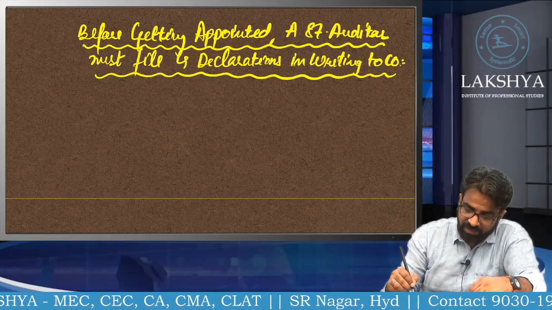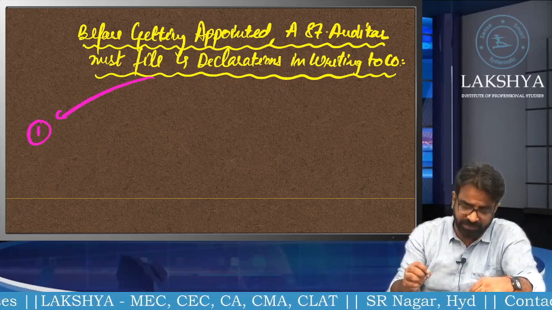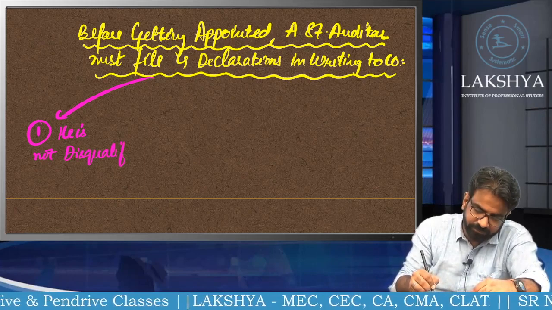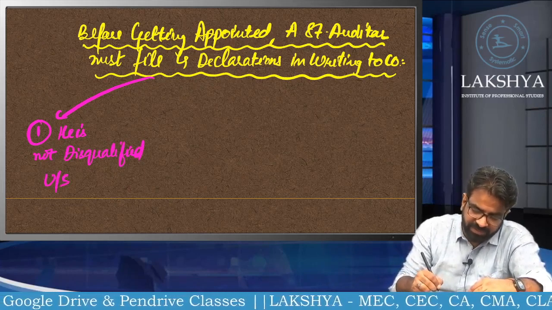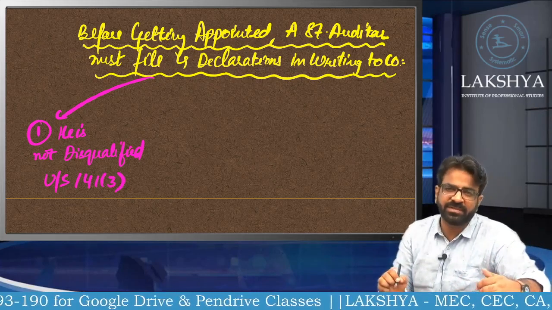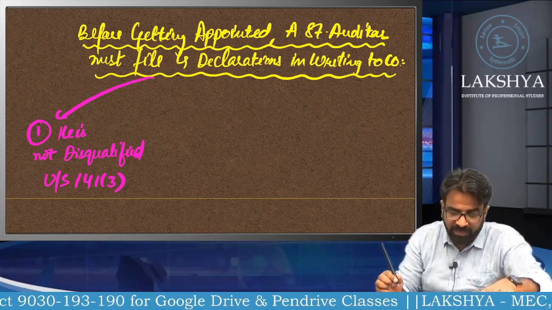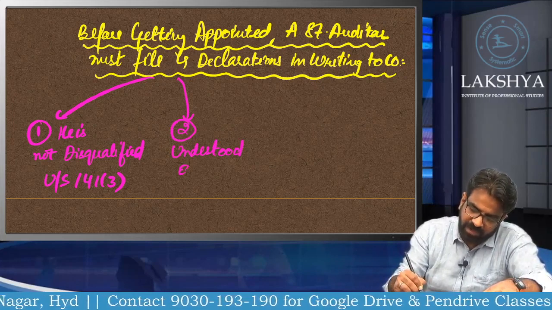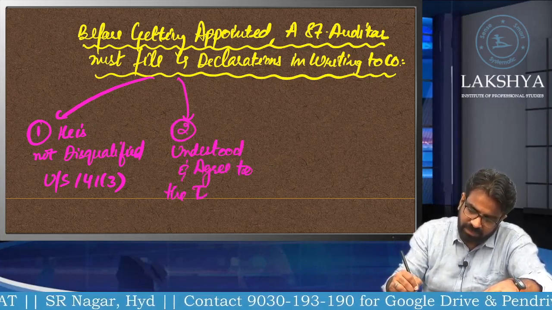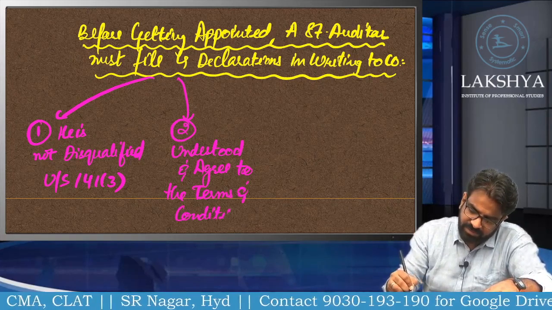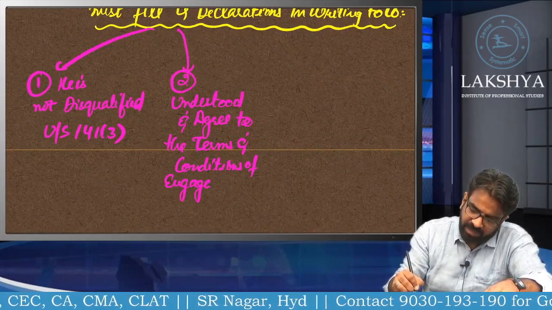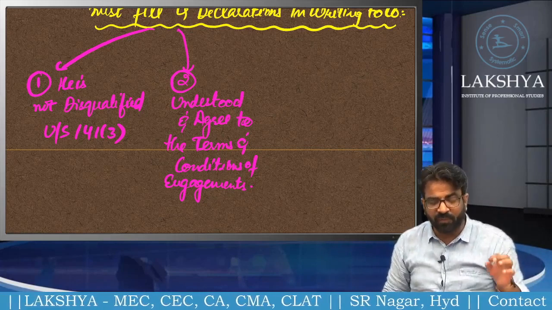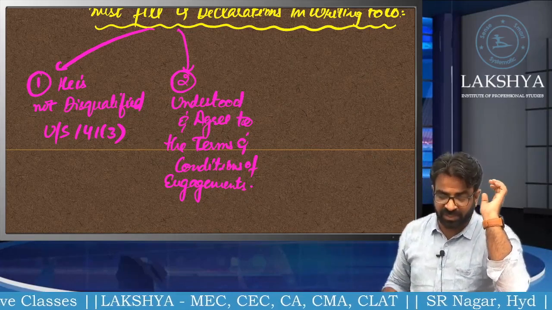So, what is declaration number one? Now we will note this carefully. Declaration number one is, he is not disqualified under section 141, subsection 3. What is the first disqualification? That we will understand later. Second declaration: he understands and agrees to the terms and conditions of the engagement. So, what is the first declaration? That he is not disqualified under section 141, subsection 3. Then he understands and agrees to the terms and conditions of the engagement.